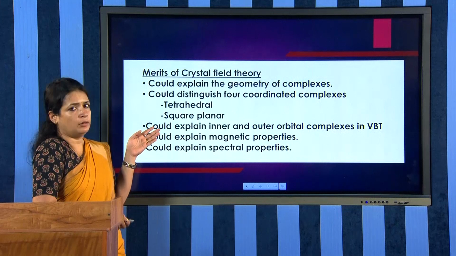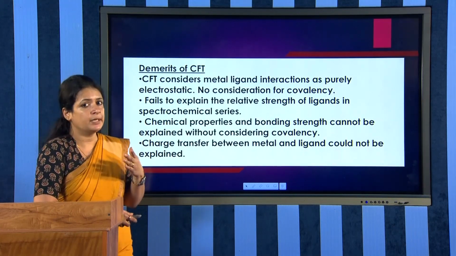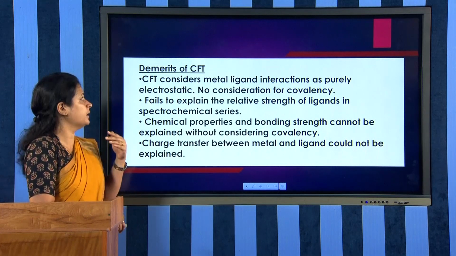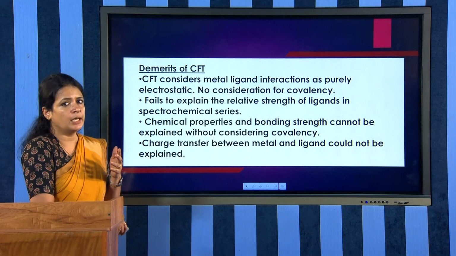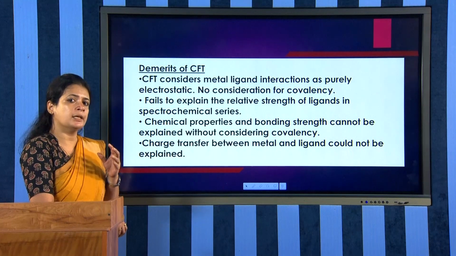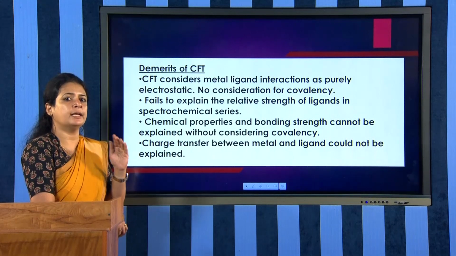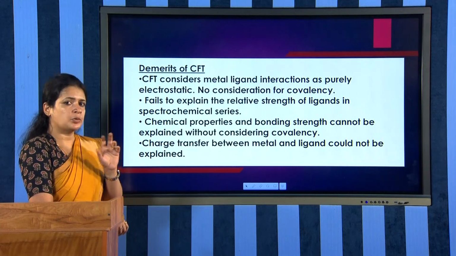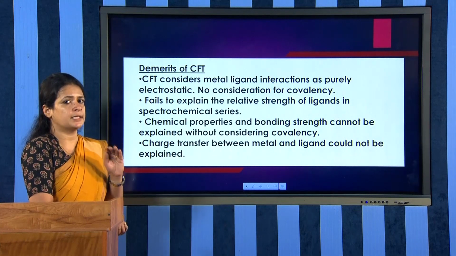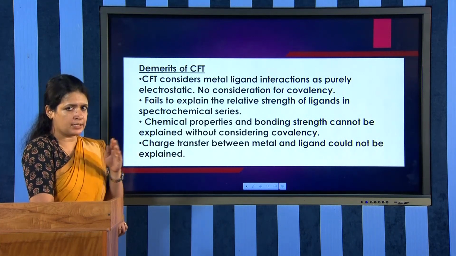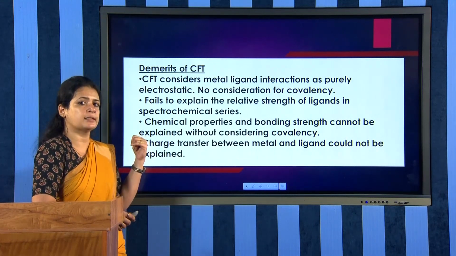And moving to the demerits, although it has many merits, demerits were also there for the crystal field theory. Number one is that crystal field theory is mainly discussing an electrostatic interaction between the metal and the ligand. Electrostatic interaction means the crystal field theory considers the metal ligand bond as having ionic character. It is the ionic character of the metal ligand bond that is mainly considered by the crystal field theory.